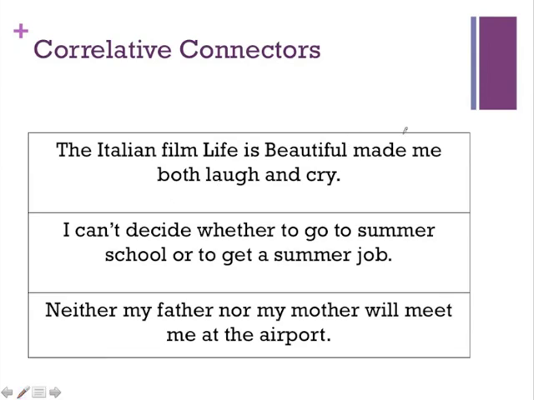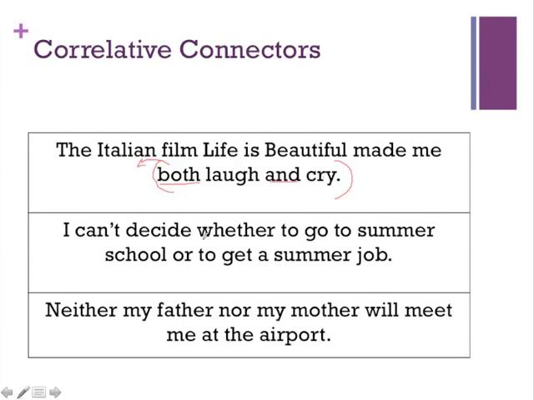the Italian film Life is Beautiful made me both and. So in this case, we notice that the word both will begin the connection. It made us both do something and something else. So the end of that connection would be here. Of course, what is it connecting? Well, it's connecting us to this part of the sentence before it. So in this case, correlative connectors can connect words together within a sentence. It made me do something. In this case, two things.